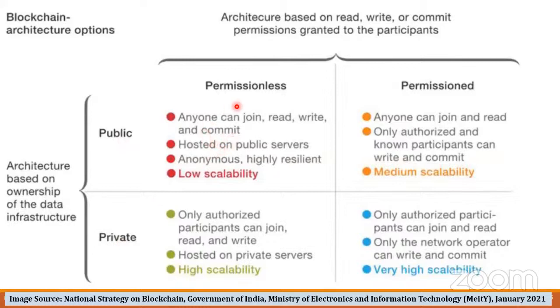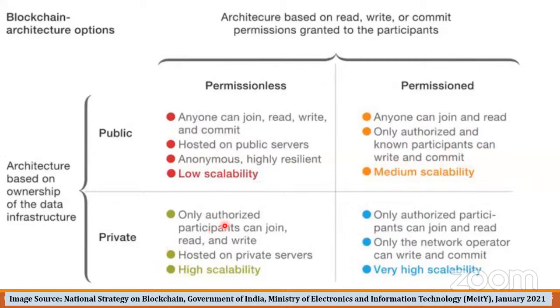As you can see, in public permissionless, anybody can join, read, write, and commit. In public permissioned, anyone can join and read, but only authorized known participants can write and commit. So it has medium scalability, right? Because as I told you, only HR people who are HR admins can write and commit. I have writing permission to my own data, but that will be authenticated by the HR admin department only.